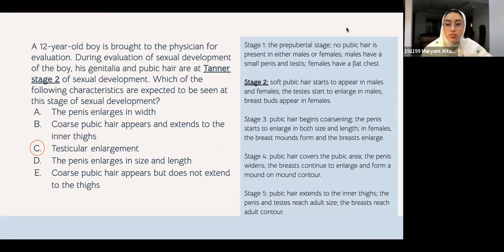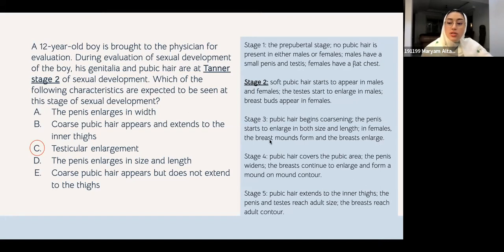So in stage 1, this is what we consider pre-pubertal. So no pubic hair is present in males or females. Males have a small penis and testes. Females have a flat chest. That's what we saw in the pictures. Okay. Stage 2, you have soft pubic hair that begins to appear in both females and males, and the testes enlarge in size. So this is the important part in males, and the breast buds begin to appear, but you have no excessive growth or protrusion in females.